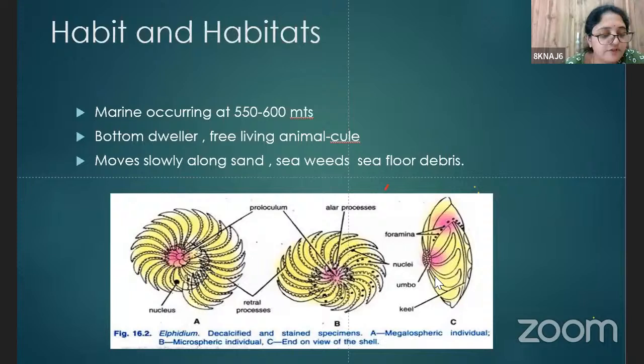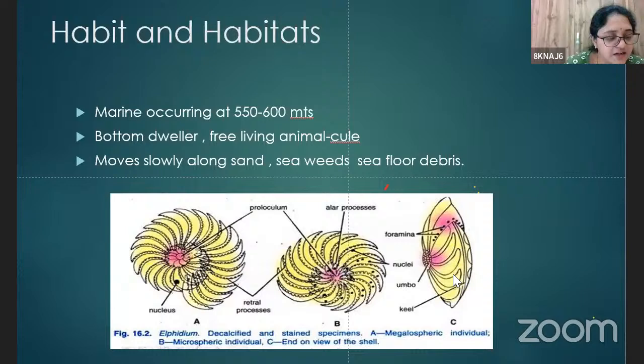So inside the protoplasm, it's the cytoplasm. In fact, the shell chambers in Elphidium are filled with this particular part inside. They're filled with cytoplasm. Because it has a lot of perforations, the cytoplasm and the protoplasm keep flowing through all the chambers of the cell.